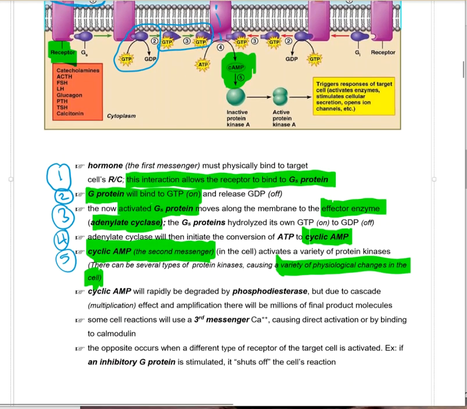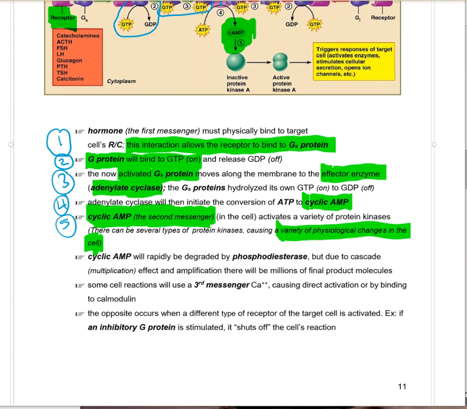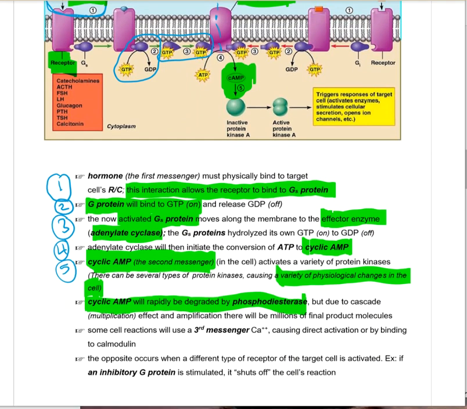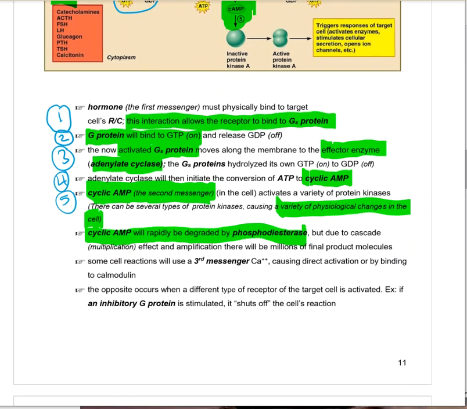Cyclic AMP gets degraded very quickly, all right? But due to cascade effects, there'll be millions of final product molecules. The reason why is these protein kinases, the "ase" at the end means it's an enzyme. So they're going to act as enzymes and work very quickly and do lots of things. So even if one cAMP gets one protein kinase to do some work, that protein kinase might make thousands and thousands of final product molecules, whatever its job is. So we get a lot of stuff.